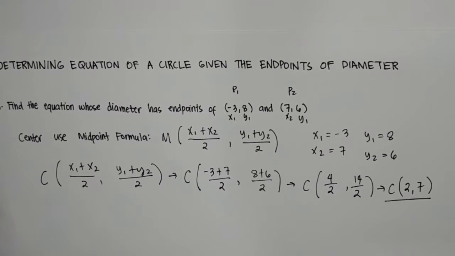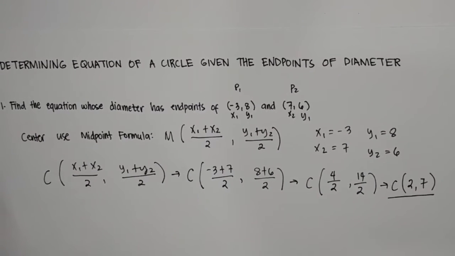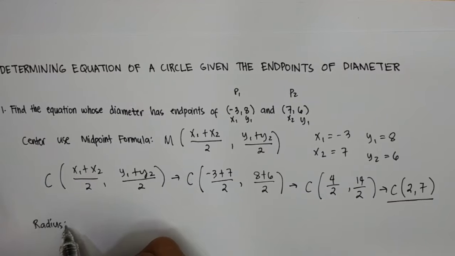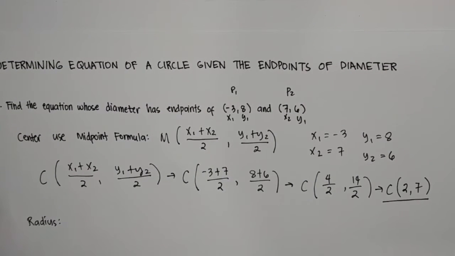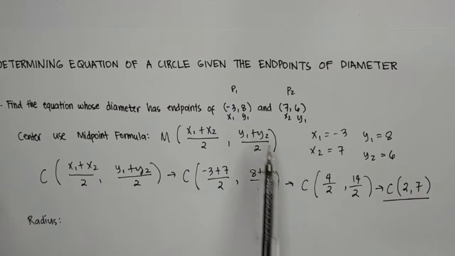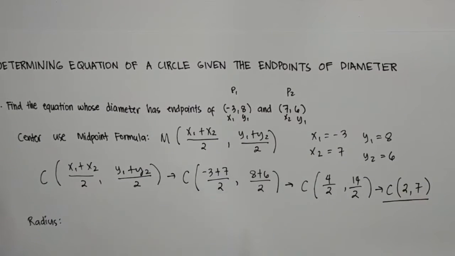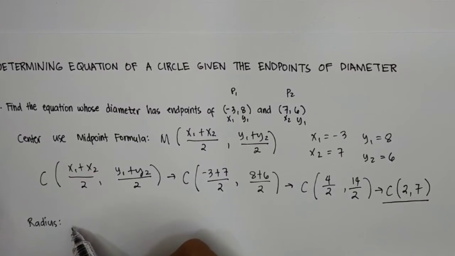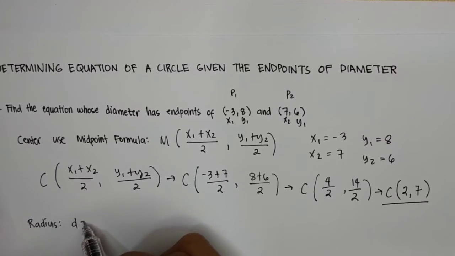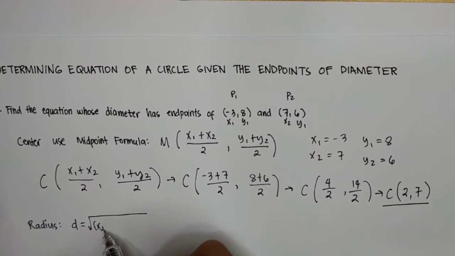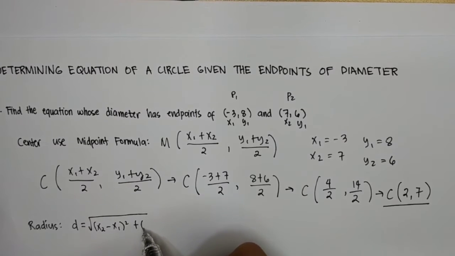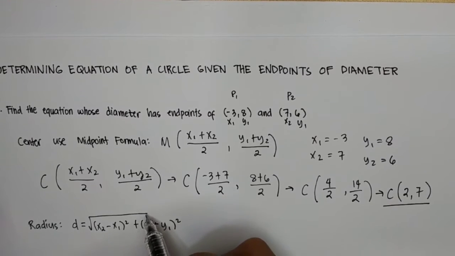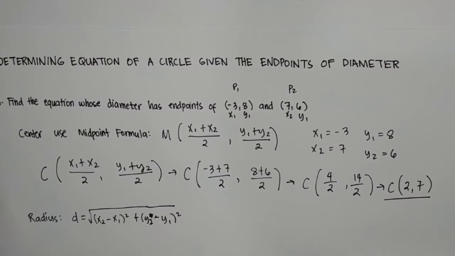Okay, so now, how are we going to find the radius? To find our radius, we need to use the distance formula. So let's find the distance from the center going to any point from the endpoints of the diameter. Again, yung distance formula natin is the square root of (x sub 2 minus x sub 1) squared plus (y sub 2 minus y sub 1) squared. So yan yung distance formula natin.